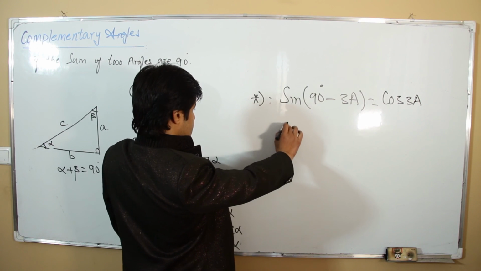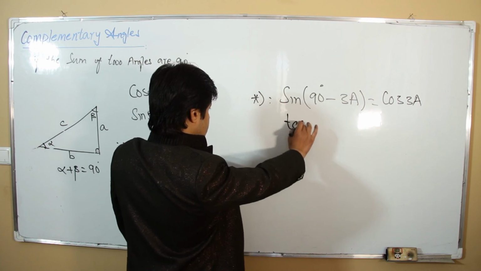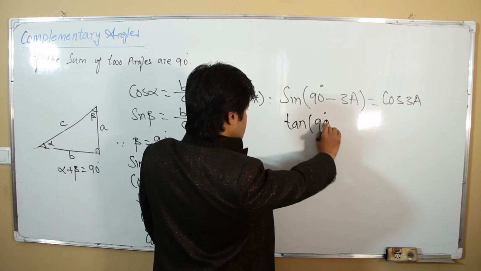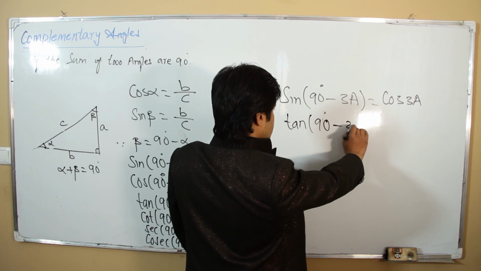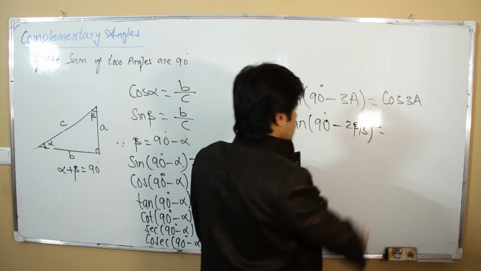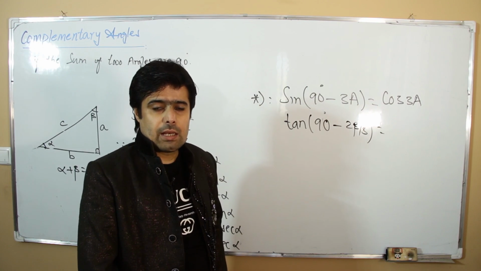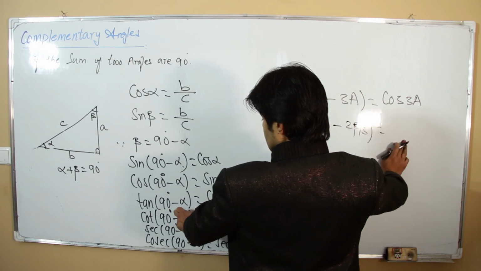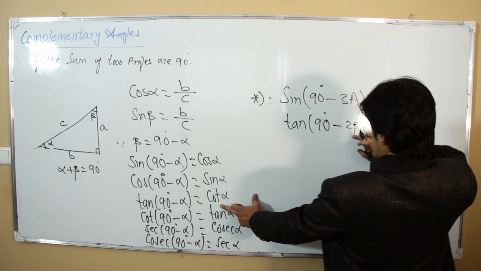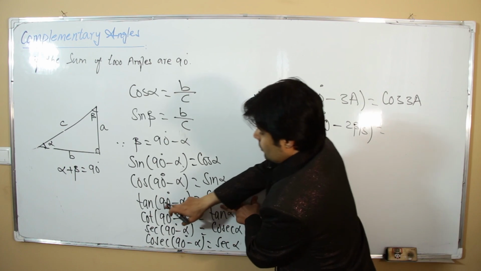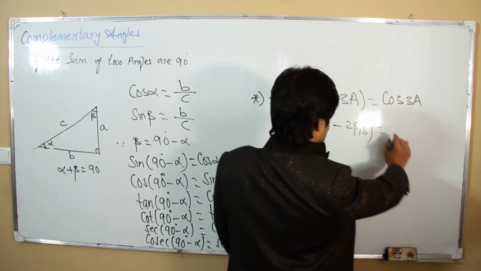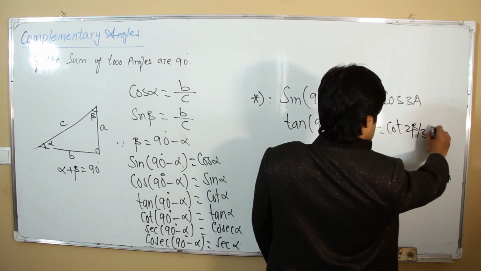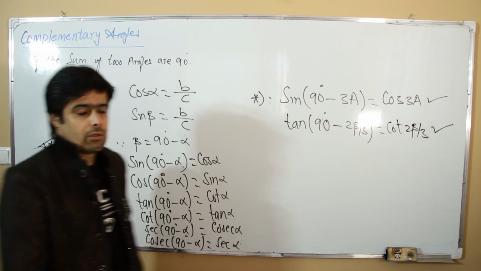Suppose, for example, tangent of 90 degrees minus 2 beta divided by 3, if 2 beta divided by 3 is an acute angle. Now from this equation we can say that 2 beta divided by 3 is your alpha. Tangent of 90 minus alpha is equal to cotangent of alpha. Cotangent of alpha, where your alpha is 2 beta divided by 3. I think you have got it. Write it please.